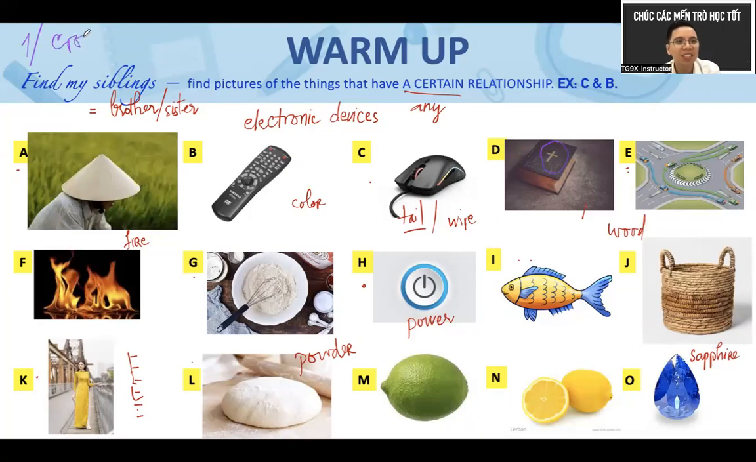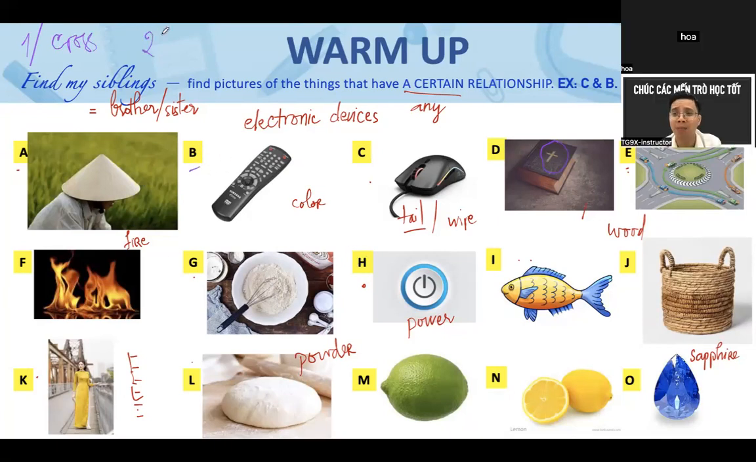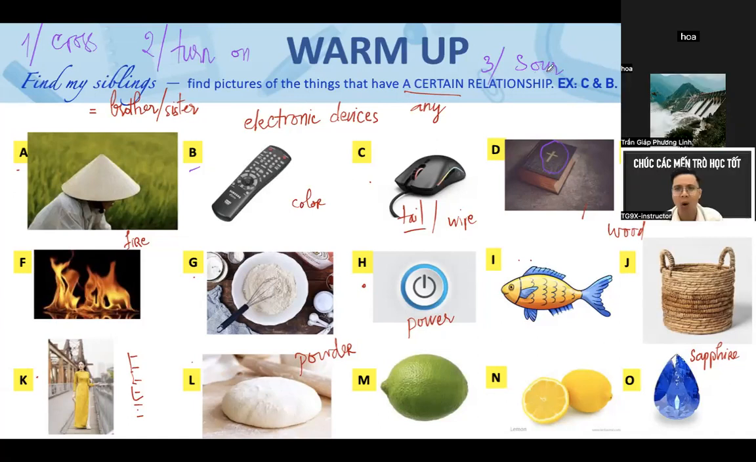B and S. Turn on. You can turn them on. Very good. I love your creativity. I love your thinking out of the box. Chị Hoa, please. I think M and N, they are sour. I thought you were going to say they are fruits, but no, you said about the taste. Sour. I love it. Phương Linh, please.